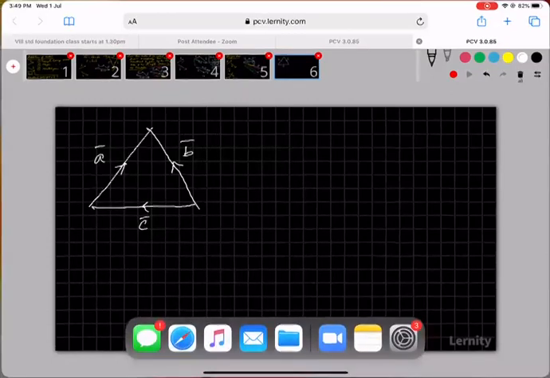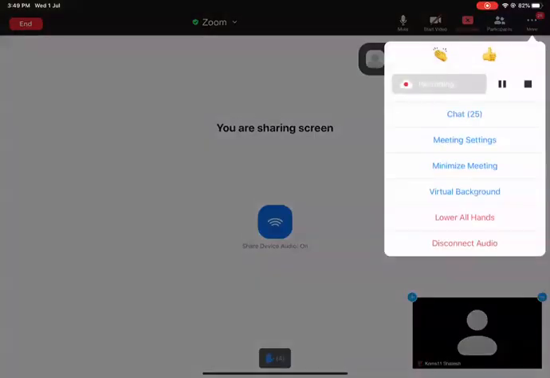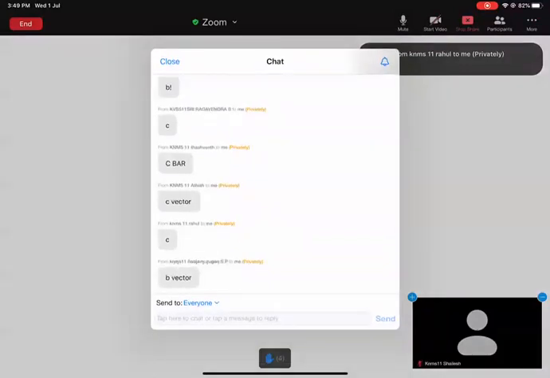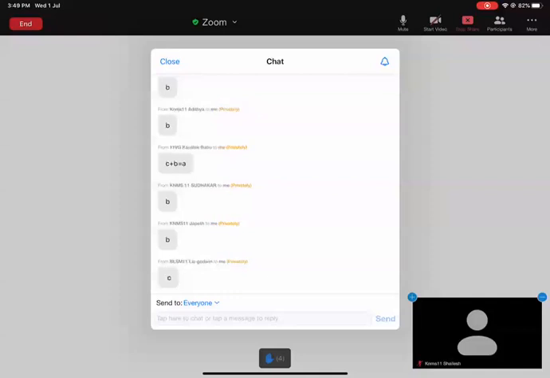Write it in the chat, I'll check. Which is the sum of the other 2? So you have to say dash plus dash equal to dash. Like that you have to say.